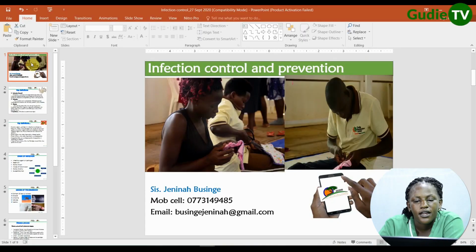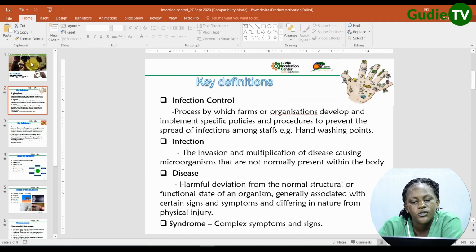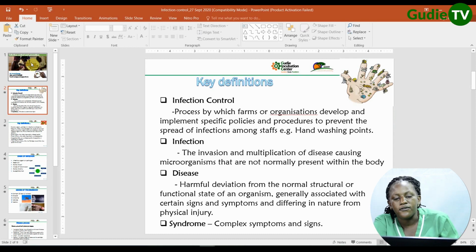Our discussion for today is about infection prevention and control. So we are going to start by looking at the word infection, which simply means the invasion and multiplication of microorganisms. When microorganisms invade your body or go into your body, that's when we say someone is infected.